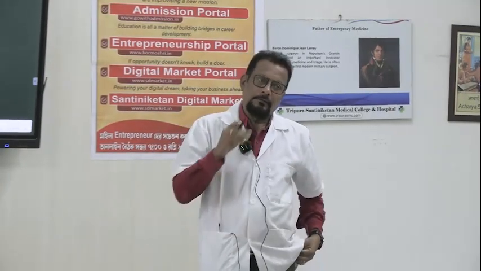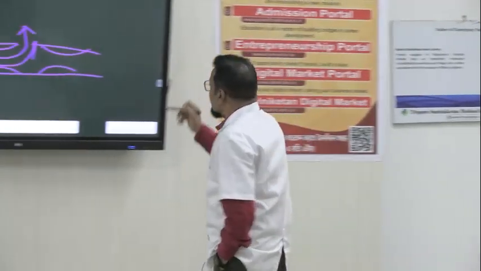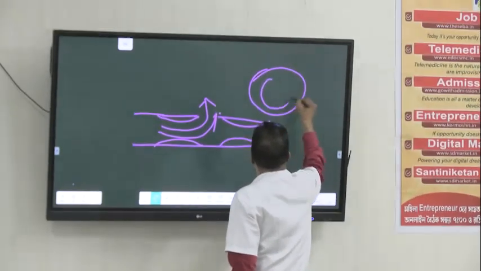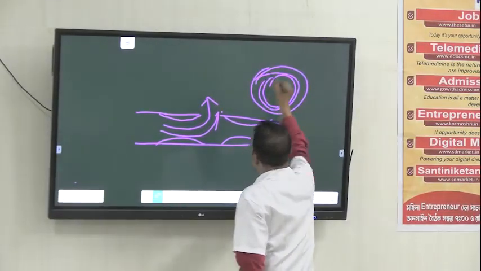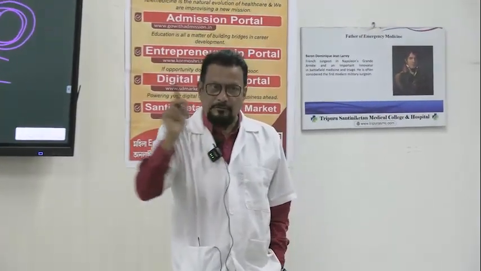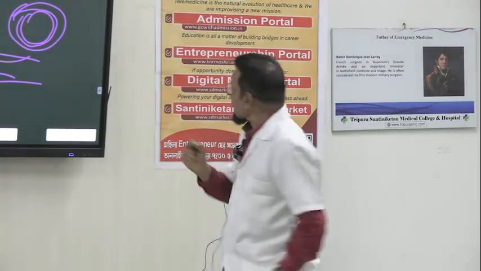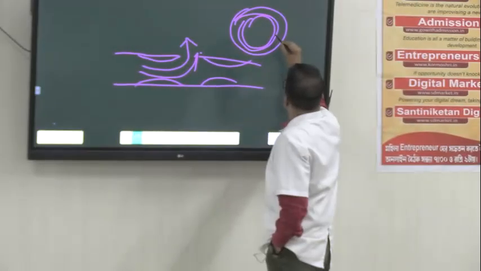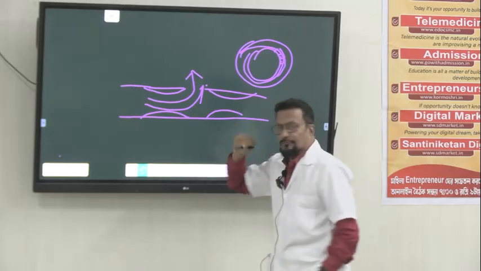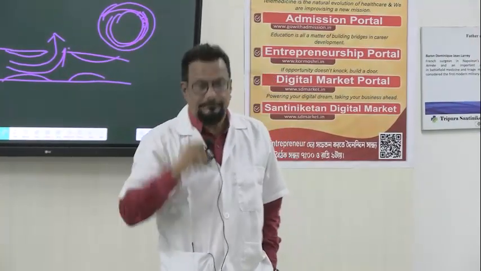Then the platelets will come into action. This is the wall, a cross section of this wall, and this is the lumen. How many layers are there? Three layers. The innermost layer is the endothelial layer, made up of endothelial cells. Just outside the endothelial cells, you will find collagen. These are connective tissue.